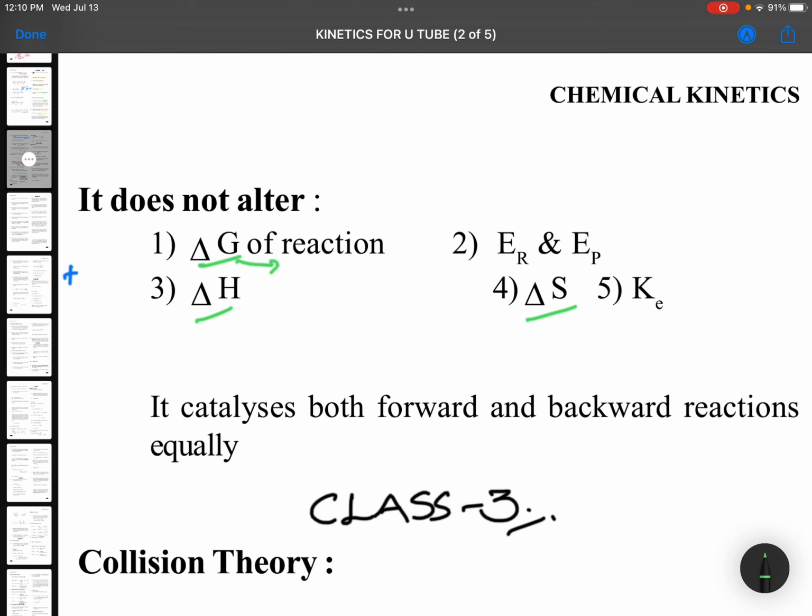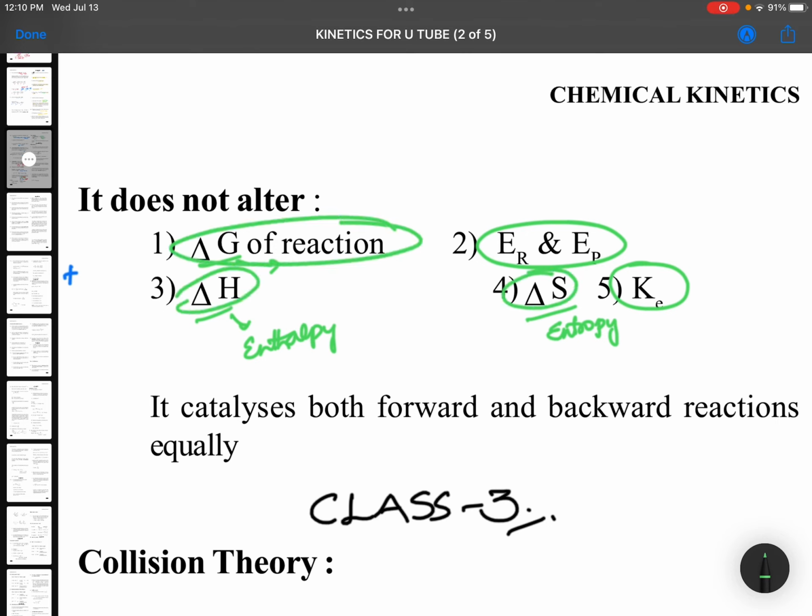Delta G is Gibbs energy, or free energy. Delta H is the enthalpy of the reaction, delta S is the entropy of the reaction. Entropy, enthalpy, or internal energies, none of these are changed by the catalyst. A catalyst has no relation with any of this. None of these are affected by the catalyst.